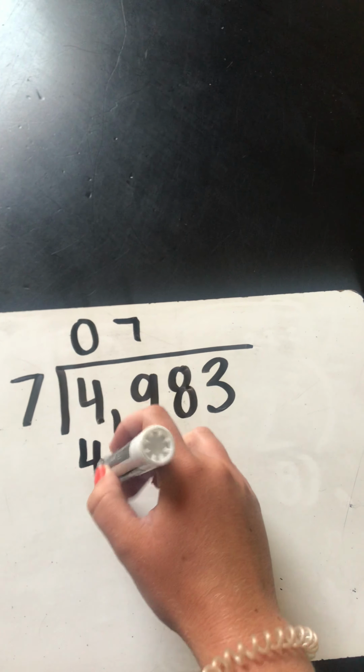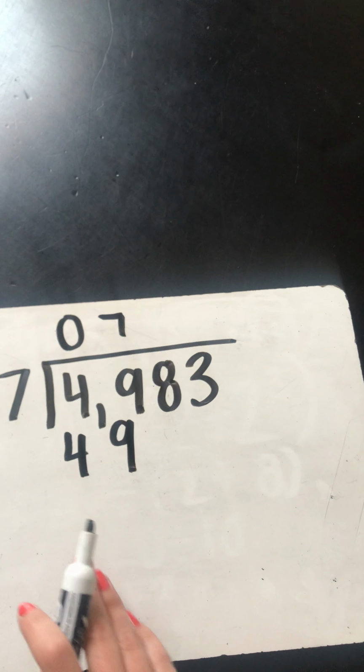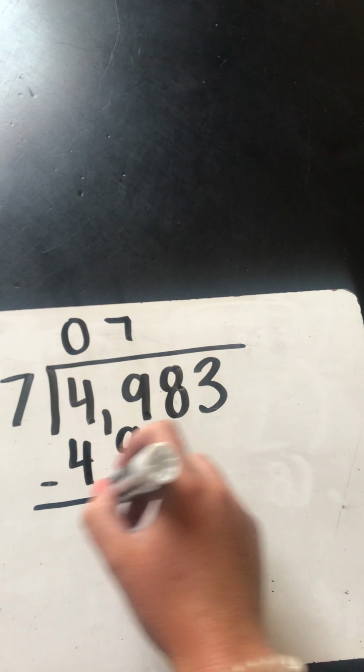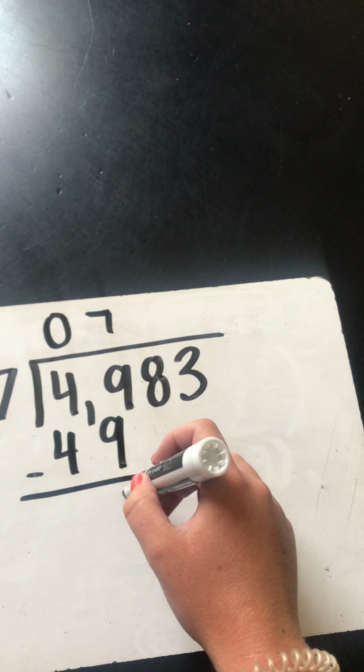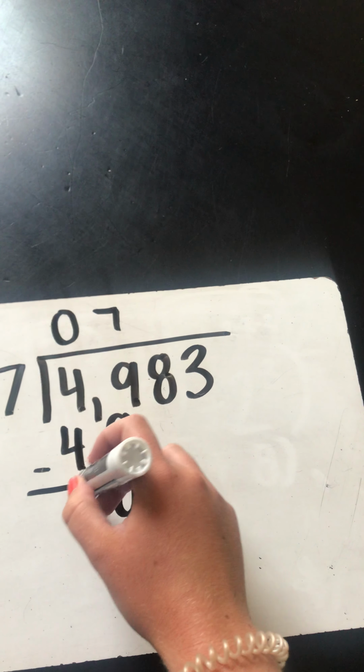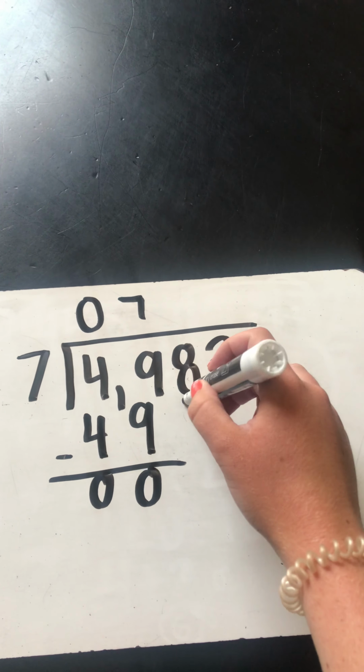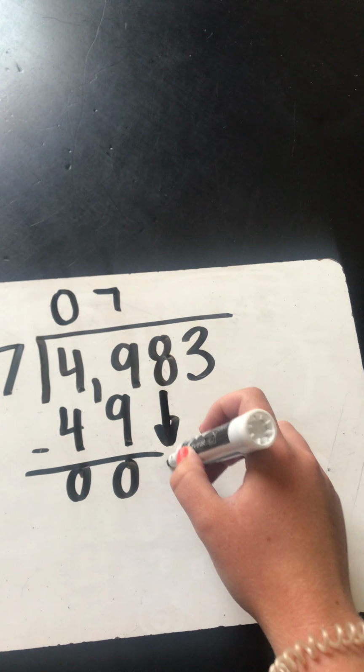So I'm going to go ahead and subtract 49 minus 49. 9 minus 9 is 0. 4 minus 4 is 0. I can now bring down the next number, which is an 8.